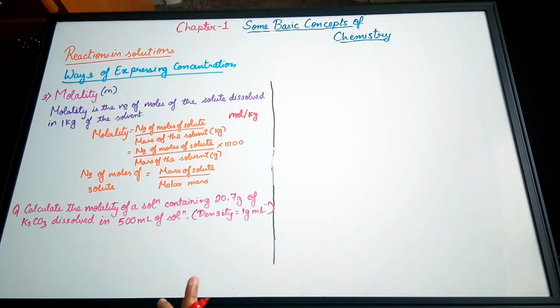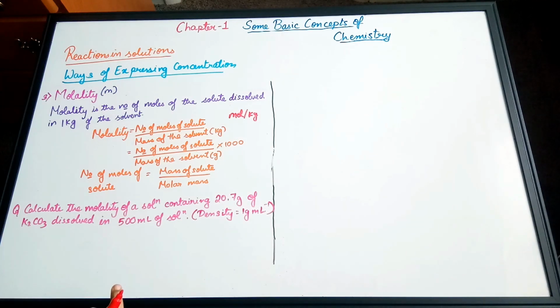and units are moles per kilogram. So here we've been given a question: calculate the molality of a solution which contains 20.7 grams of K2CO3 dissolved in 500 ml of the solution. We've also been given the density. Now had we had to calculate the molarity of that solution, we would just find the number of moles and then divide it by this value.